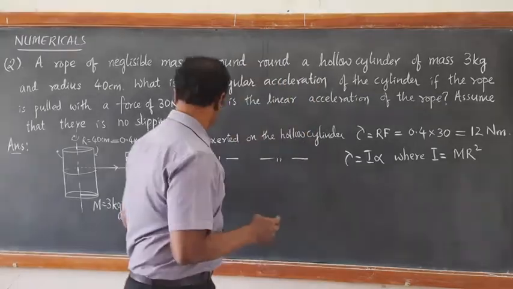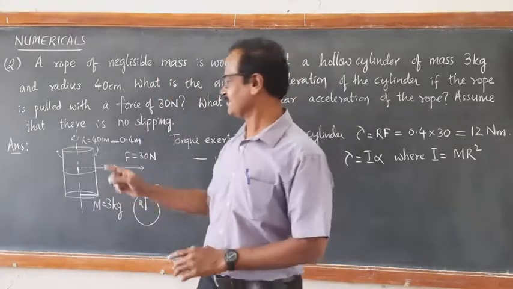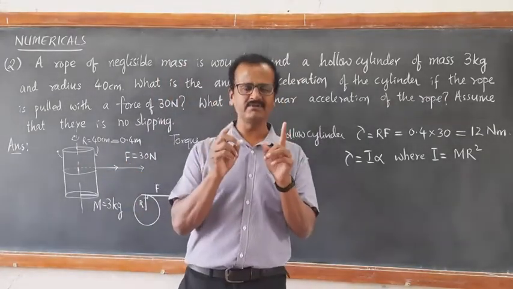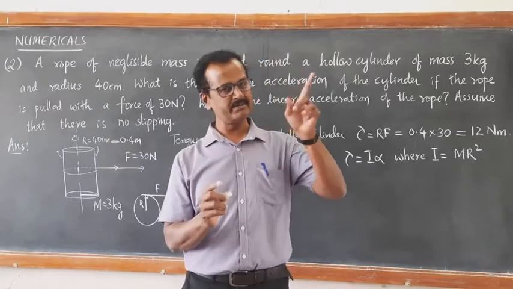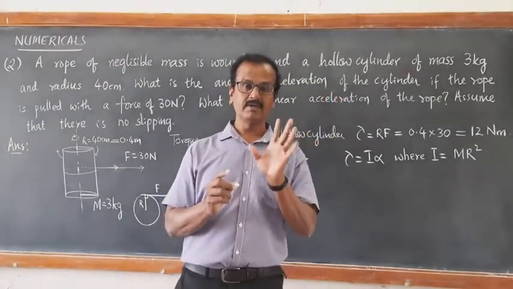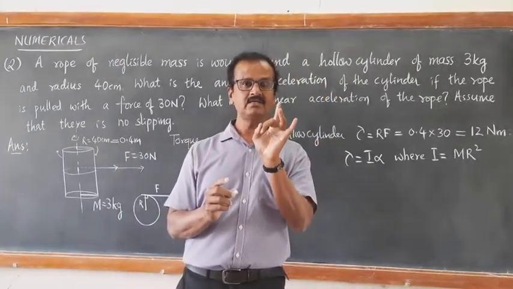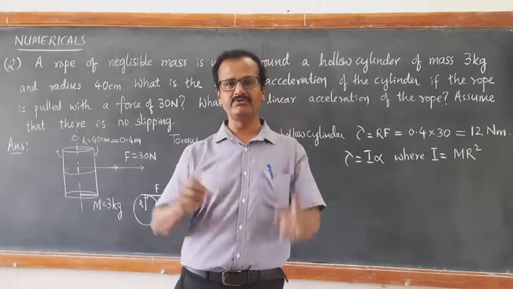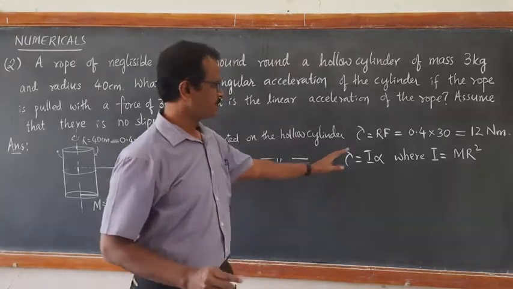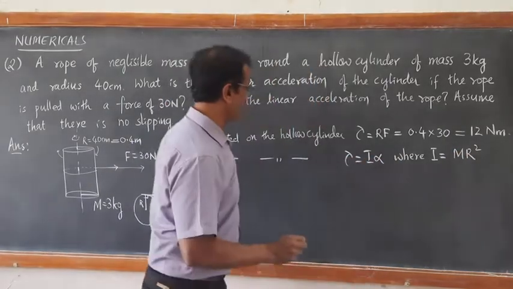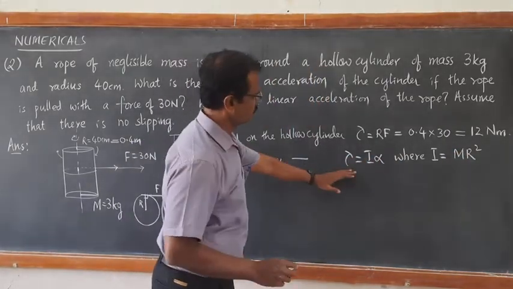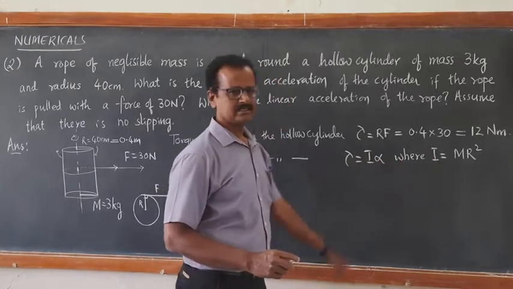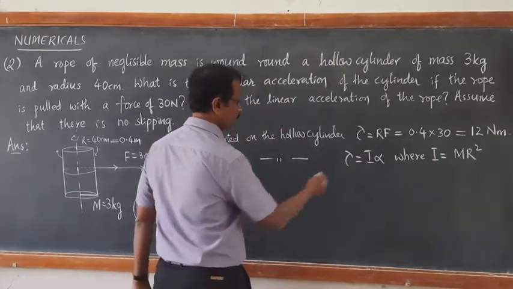If it is a solid cylinder, then the moment of inertia of a solid cylinder is the same as that of the disc. It is also MR²/2 if it is a solid cylinder. For the hollow cylinder, I is equal to MR². Now substitute these values. First let us calculate MR², or you can directly calculate.